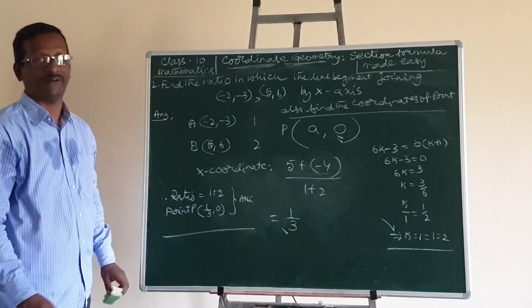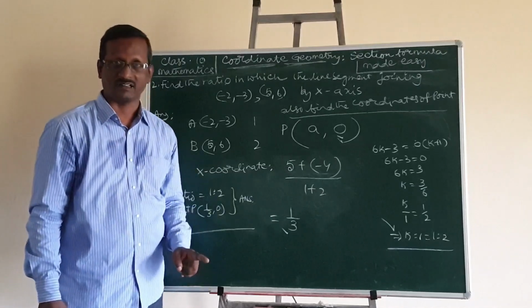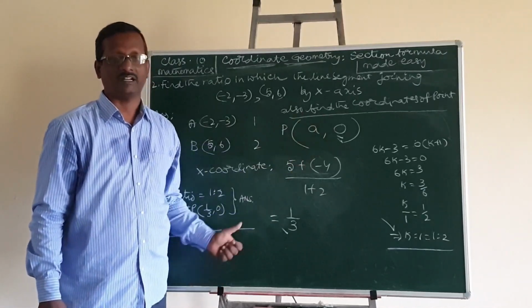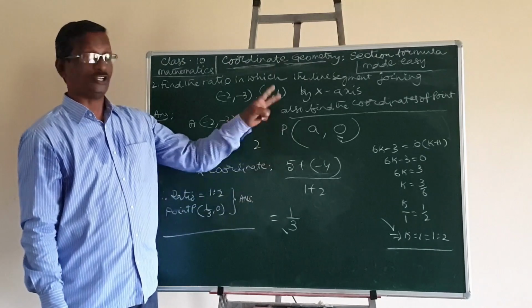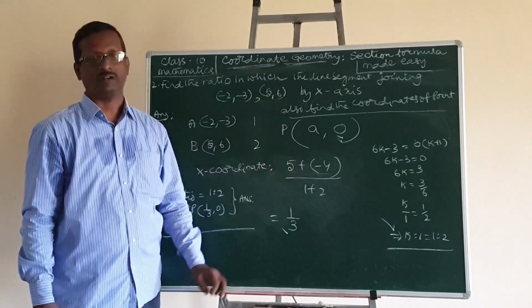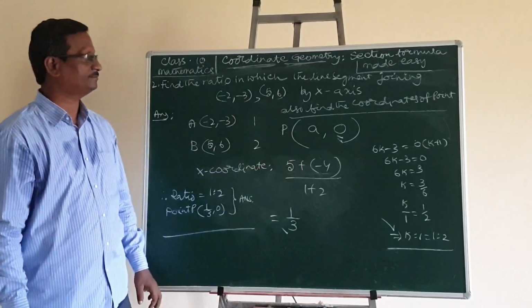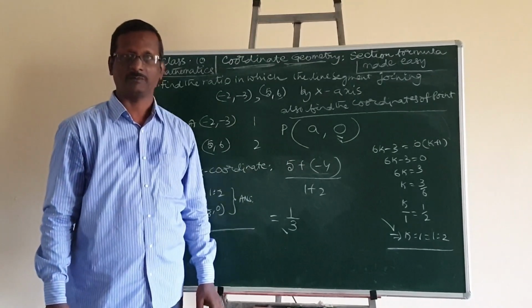This is how we find. If the coordinates are given, we will find the ratio. If the ratio is given, we can find the coordinates also. So this is a small application of the coordinate geometry section formula.